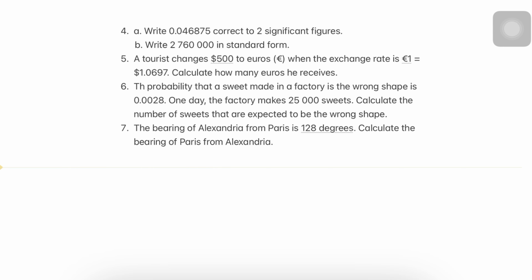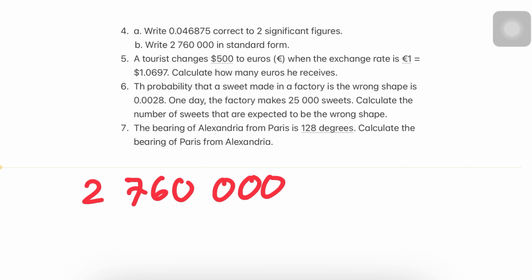For letter B, write 2,760,000 in standard form. So move the decimal point to make a number between 1 and 10. The decimal point of 2,760,000 is at the end of the last zero, so we will move it here.